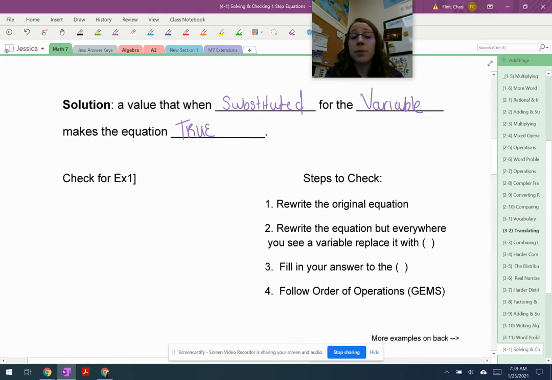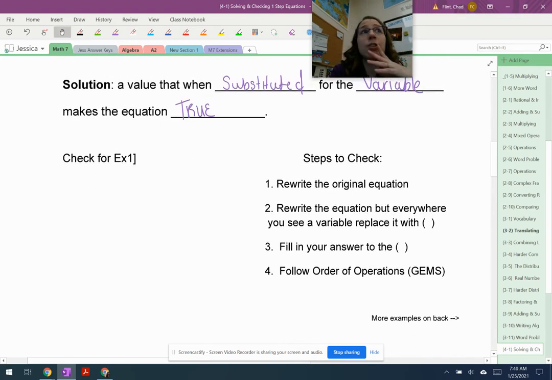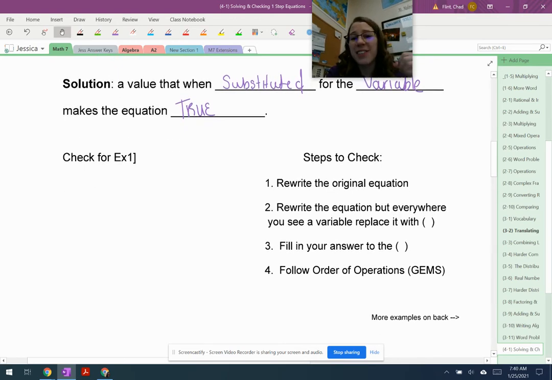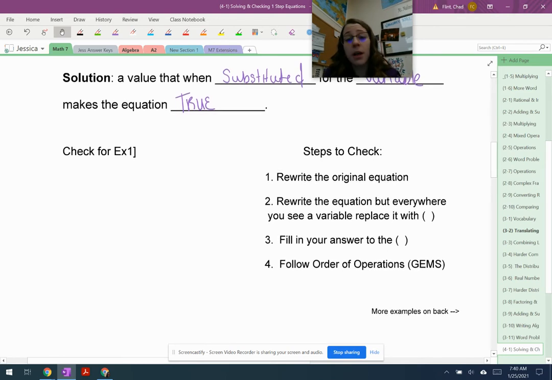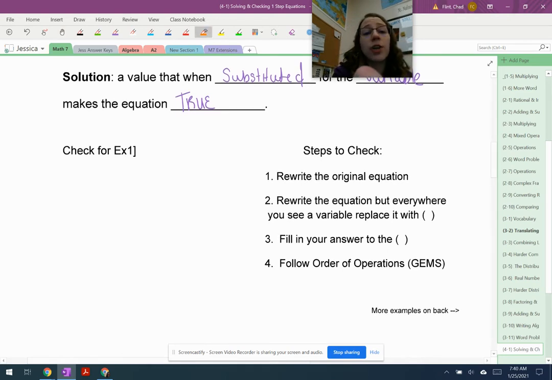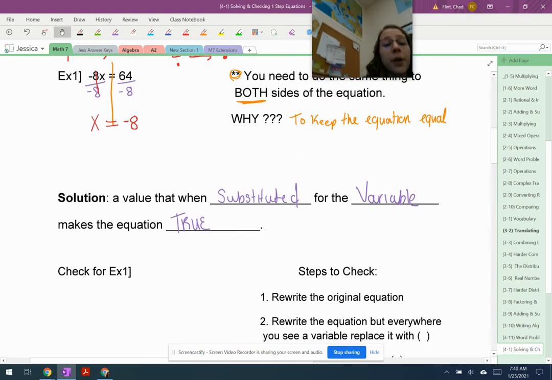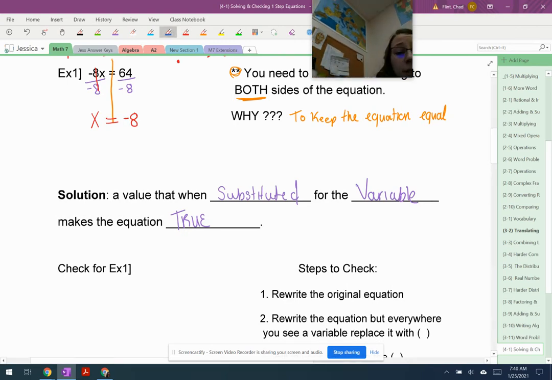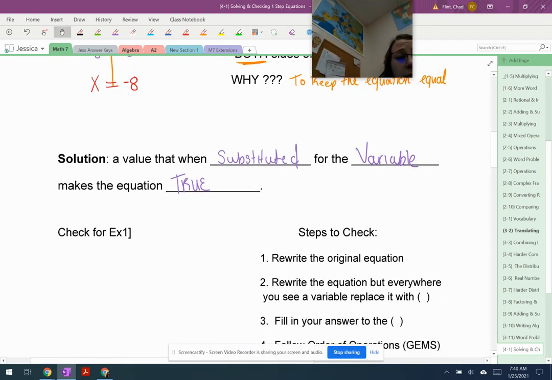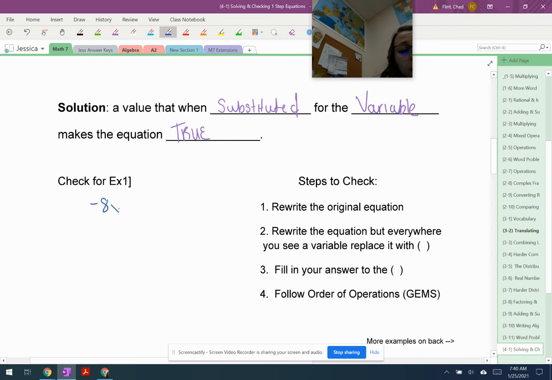So there are steps that you can go through to write a check, and the checks are going to become more complicated, obviously, as the problems become more complicated. So the steps that you're going to use to check, first one, you're going to start by rewriting the original equation. So we're going to do a check for number 1. So I'm rewriting the original equation, and that says negative 8x = 64.